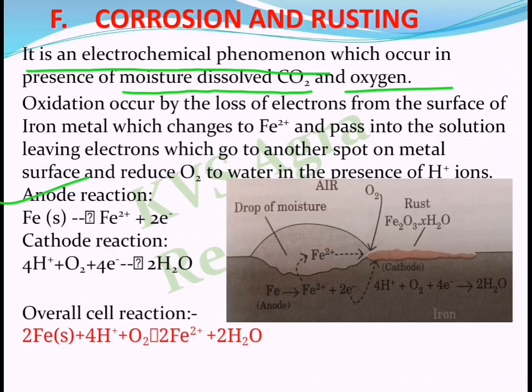Now the reaction at anode and the reaction at cathode, and the overall reaction, and try to understand the diagram also. So you have to learn only this much about corrosion and rusting, and I think it is sufficient. Okay, it is sufficient to learn this topic from the slide only.